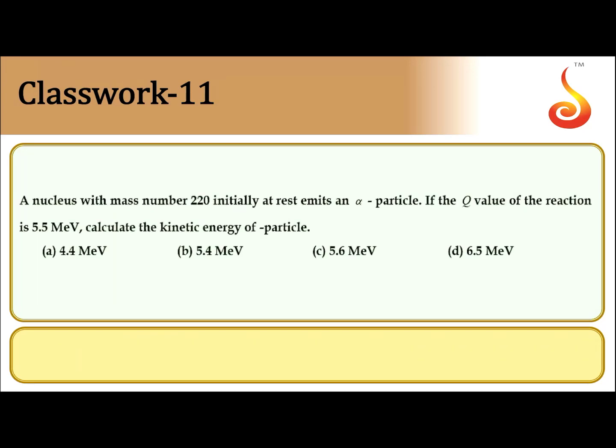Example 11. A nucleus with mass number 220 initially at rest emits an alpha particle. If the Q value of the reaction is 5.5 million electron volt, calculate the kinetic energy of the particle. It is the particle which is ejected. So the kinetic energy, which is K1 plus K2, which actually is your Q value, is 5.5 million electron volt.